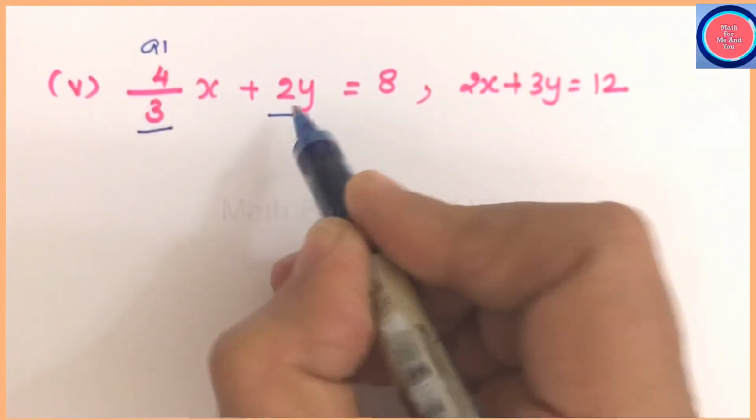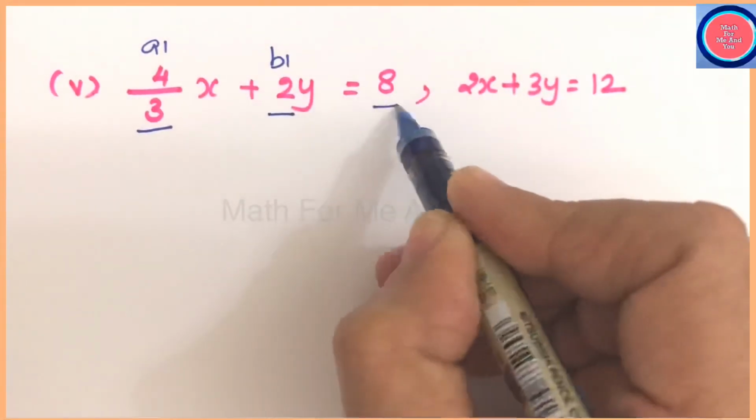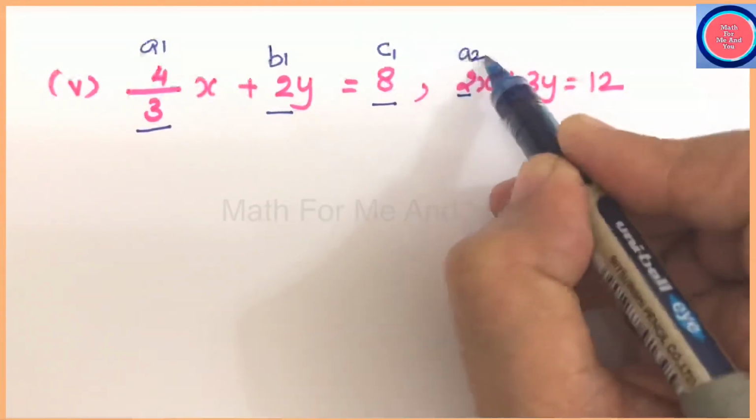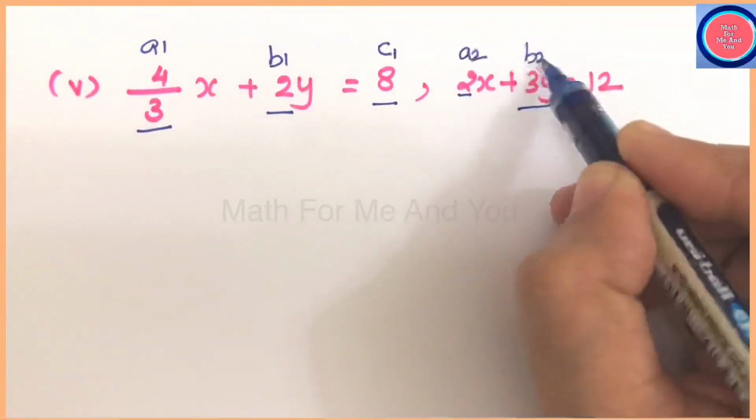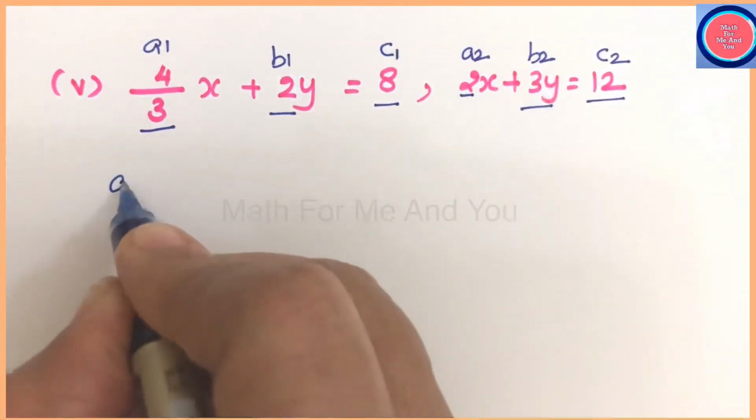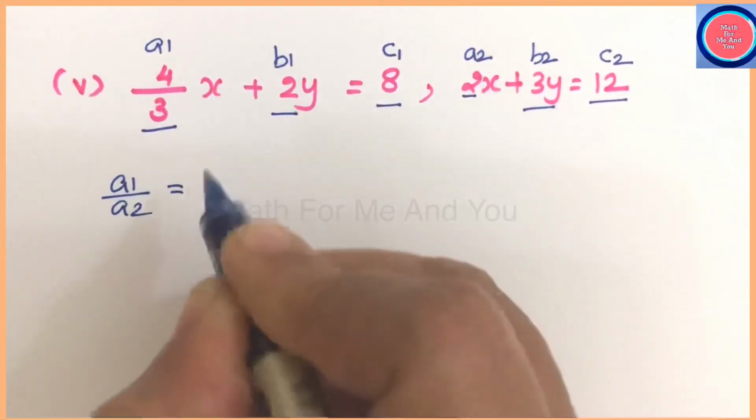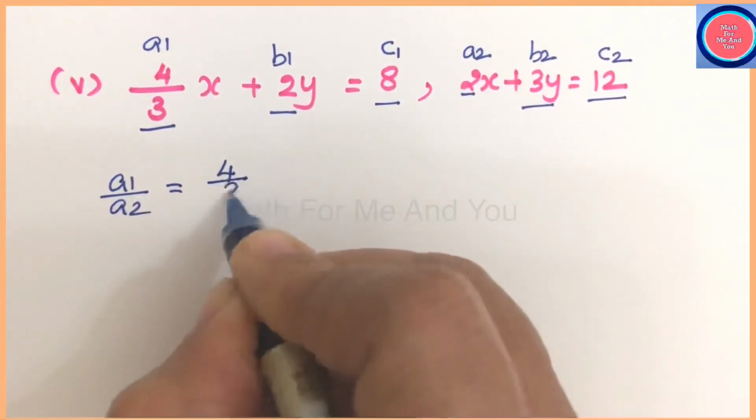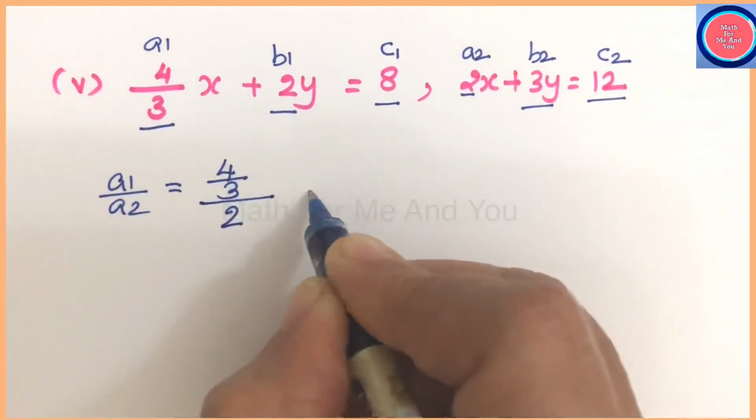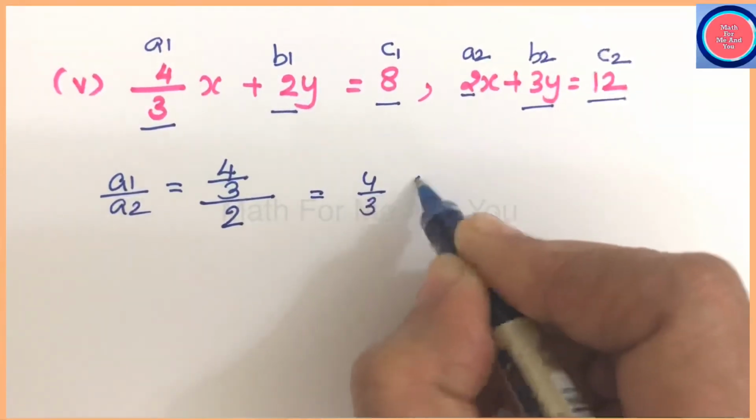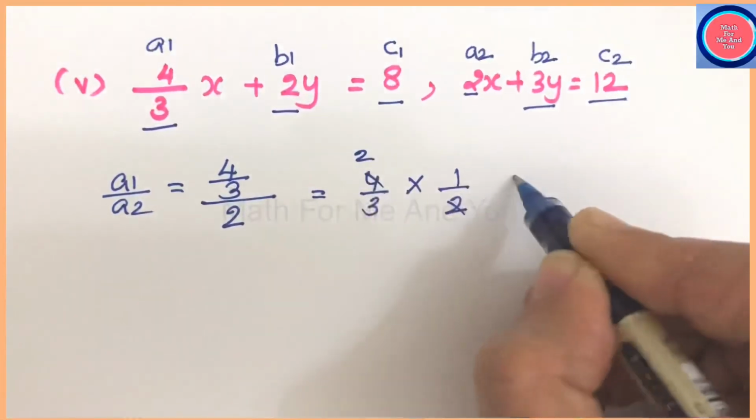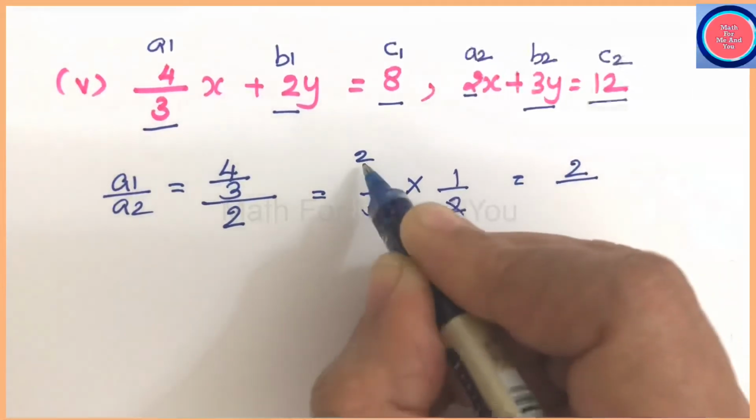A1 is 4 by 3. B1 is 2 and C1 is 8. In the first question, we have marked A1, B1 and C1. From the second equation, we could mark A2 is 2, B2 is 3 and C2 is 12. Write down the ratios. A1 by A2, 4 by 3, that is a fraction, by 2. A fraction divided by number means take the fraction 4 by 3, multiply with the reciprocal of the number, that is 1 by 2. 4 and 2 cancel.